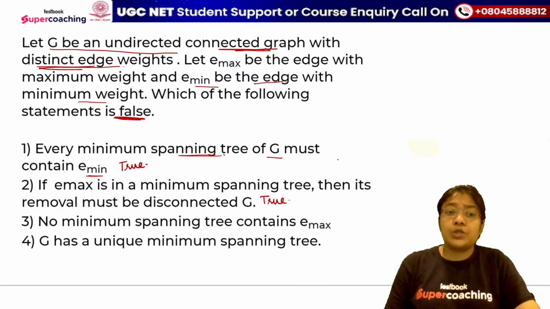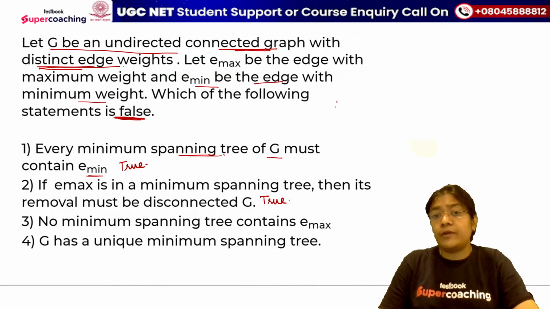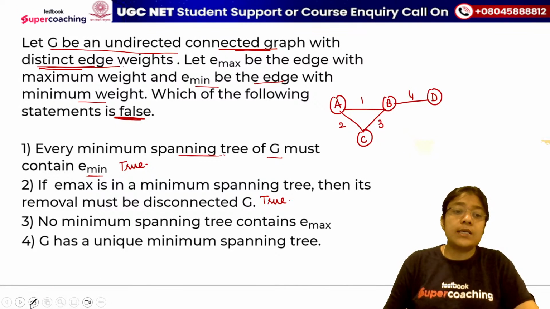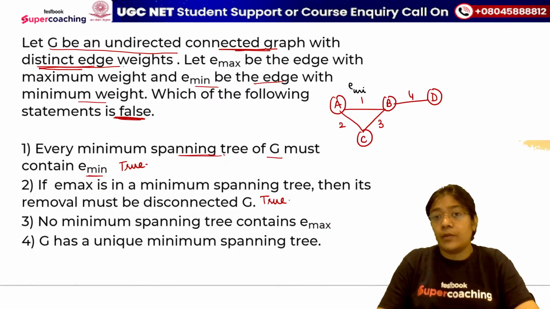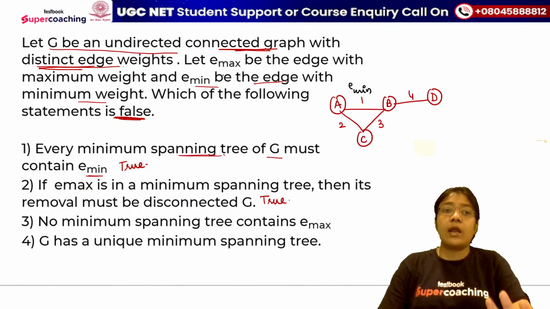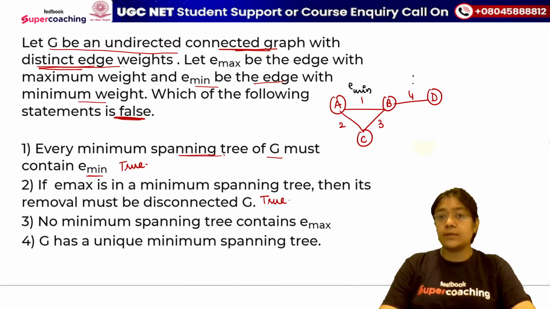Arun, how is it option 2? If we consider some graph like A, B, C, 1, 2, 3, and here I take D, and this is 4. Now just consider the edge weights. 1, let me mark this as E min. This is the edge with the minimum edge weight. Whatever criteria has been given to us, this is the undirected connected graph with distinct edge weights, and this is E max. Now when you build a spanning tree, let's start with Kruskal's algorithm.